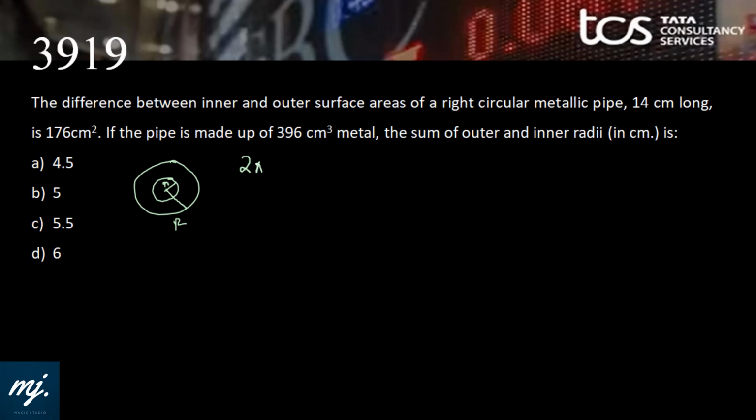So 2π(R − r)h = 176 cm². If the pipe is made up of 396 cm³ of metal, that means it is the volume, and volume is πr²h, that is π(R² − r²)h. This is equal to 396.